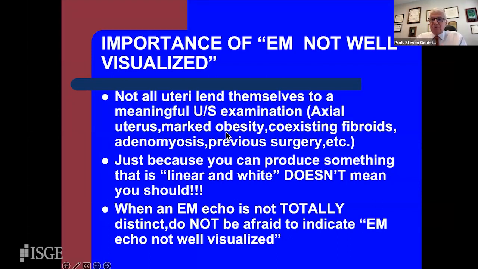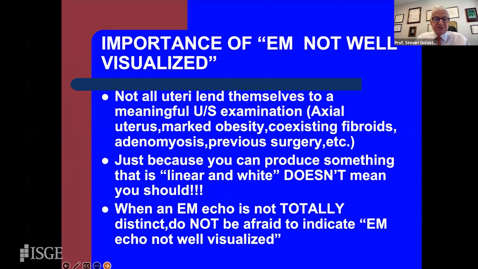You all know that the woman with a BMI of 40 has a huge panniculus, but the entire peritoneal cavity is surrounded by some fat. Not as much as the abdomen. When you put a probe into the vagina, the fat attenuates your sound beam. Coexisting fibroids, adenomyosis, previous surgery. Just because you can wiggle the transducer, find something linear and white, freeze the frame and put on the calipers doesn't mean that is the endometrial echo. You should never be afraid to say the endometrial echo is not well visualized enough to use this technique to exclude significant pathology.